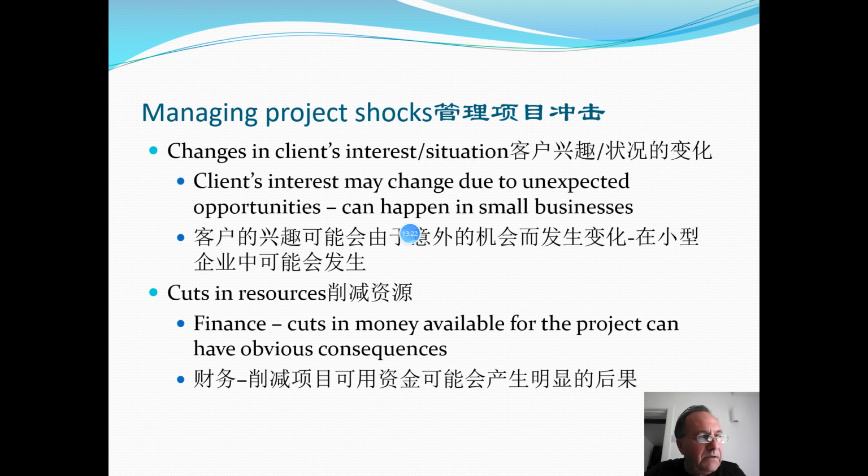With some projects that we've been involved in over the past few years, we have had some shocks. First of these is project shocks that take place during the process of carrying out the research for the client, and that may be because of changes to the client's interest due to unexpected opportunities. So they actually want to move into an area where they can perhaps take advantage of an opportunity. Or it may be that there's been cuts in resources and cuts in money available for a project, which can have obvious consequences.